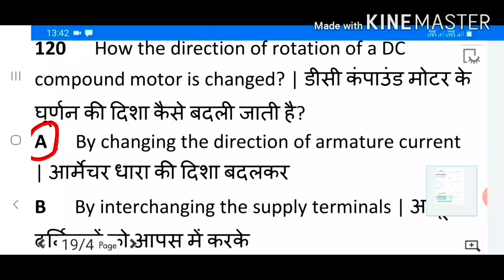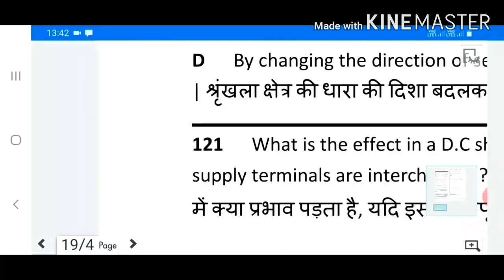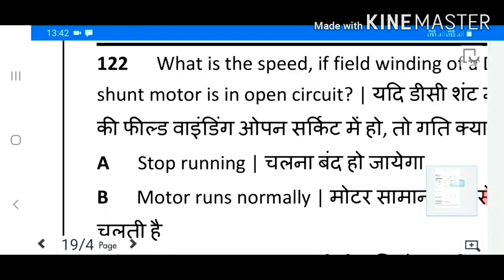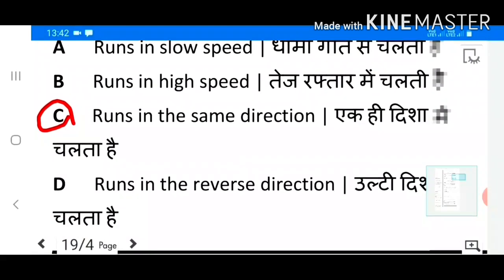120. How the direction of rotation of a DC compound motor is changed? Answer A. By changing the direction of armature current. 121. What is the effect in a DC shunt motor if its supply terminals are interchanged? Answer C. Runs in the same direction.